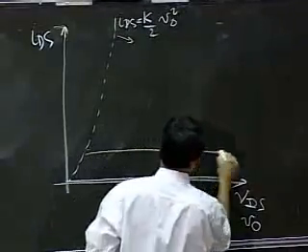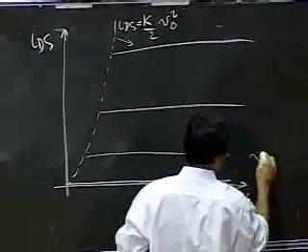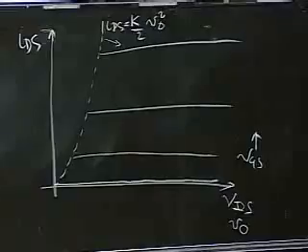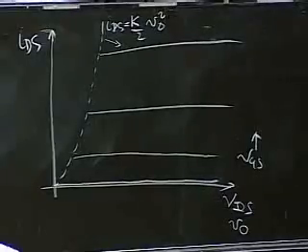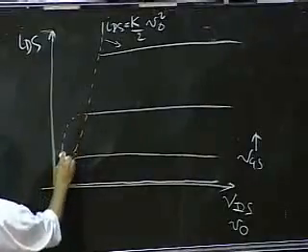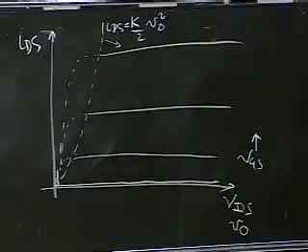So here are all my other curves for various values of VGS. Here are my device curves, IDS versus VDS. Remember that these curves kind of come down like this for the MOSFET.